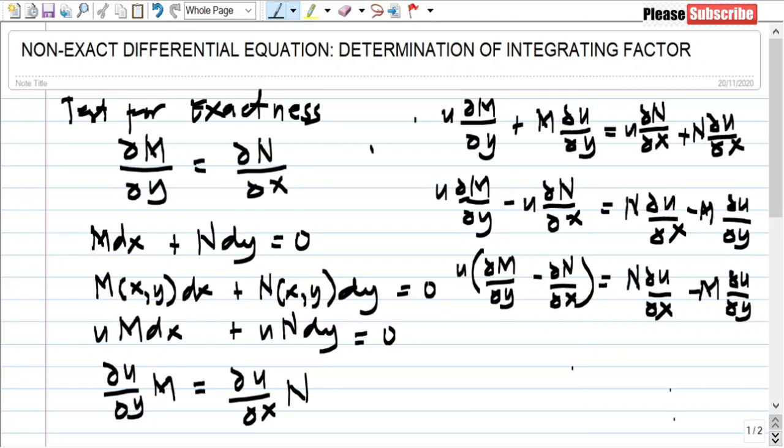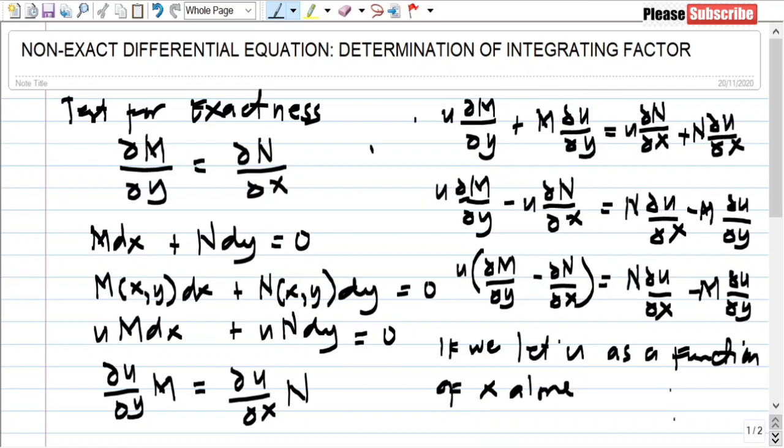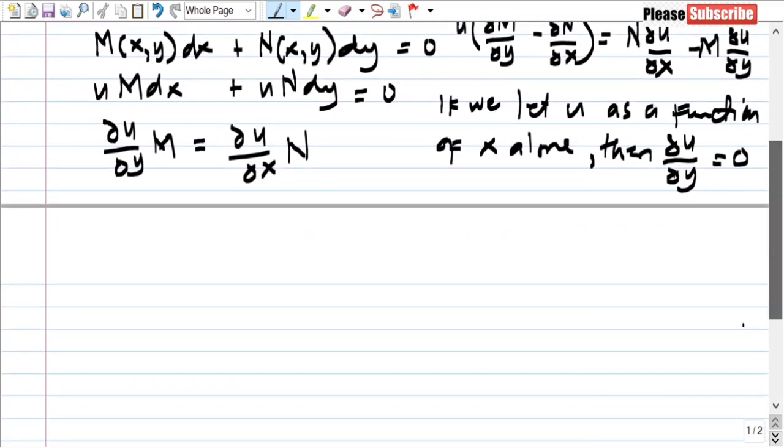Okay. So if we let u as a function of x alone, yan, lalagyan natin. Paano pagka function of x alone lang ito? Now, anong mangyayari? Then, what happened? Dapat, ang partial derivative of u with respect to y will be equal to 0. Yan ang magiging result. Okay? So, ayan. Punta tayo dito. Ituloy natin dito yung solution, ha?